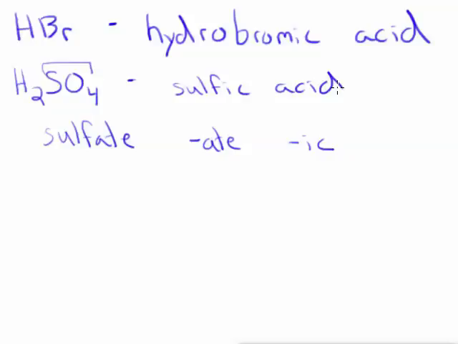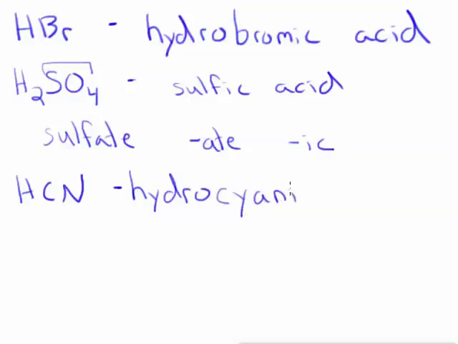Another example. There's no oxygen in this, and this should be the only acid you ever see that has a polyatomic ion but does not have oxygen. So we're going to use hydro, and that is cyanide. So we change the ending to IC. Hydrocyanic acid. So that one's a little bit special. Make sure you keep that one in your head.